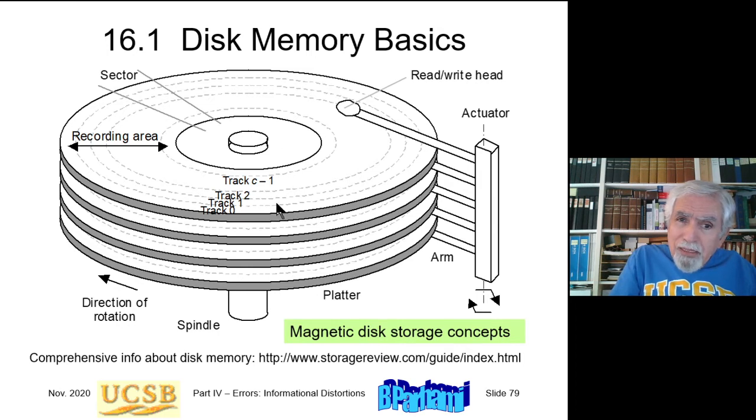So there are tracks, and each track is divided into sectors. A sector is usually the unit of data transfer from disk. So we go to a disk to read a sector, and that sector happens to be on a particular track.